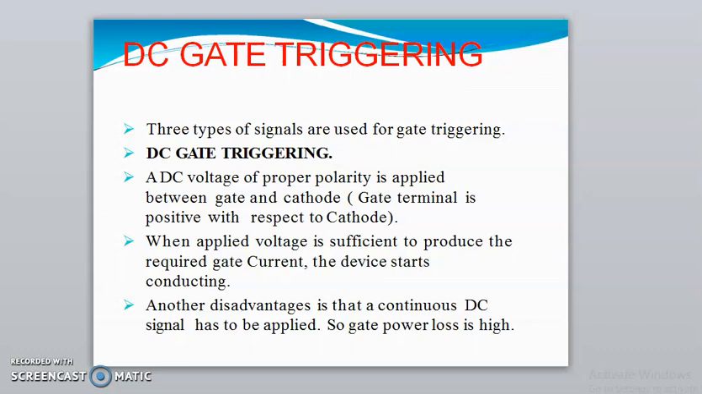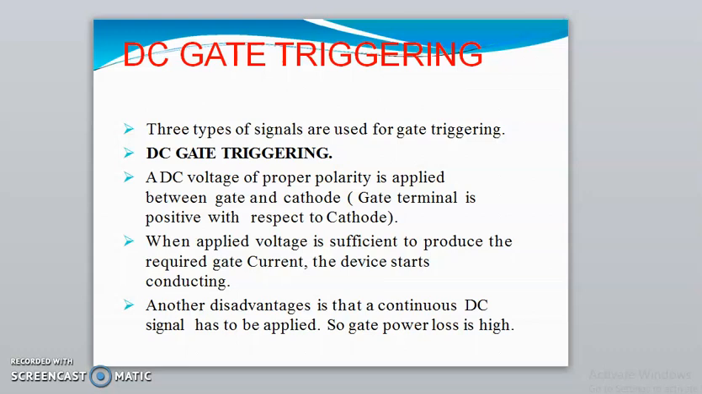Then the DC gate triggering. In DC gate triggering, a DC voltage of proper magnitude and polarity is applied between the gate and the cathode of the SCR. It is applied in such a way that the gate terminal will become positive with respect to cathode. When the applied voltage is sufficient to produce the required gate current, the SCR starts conducting.